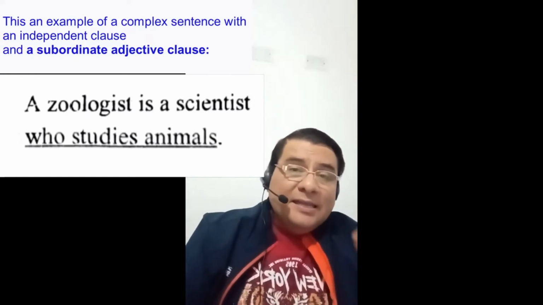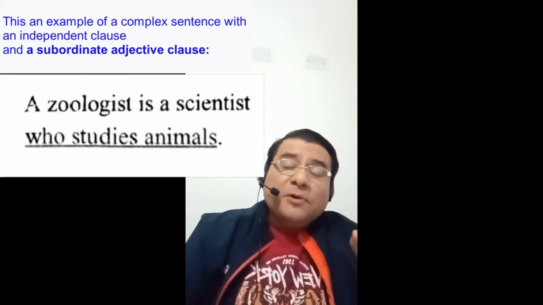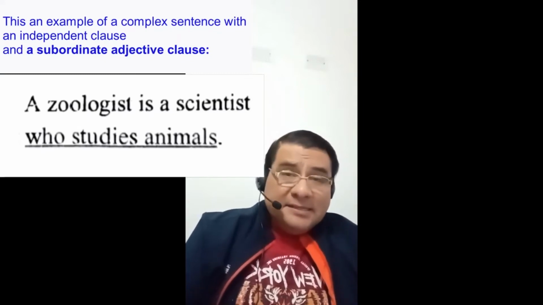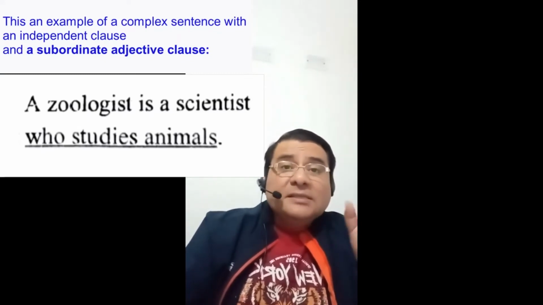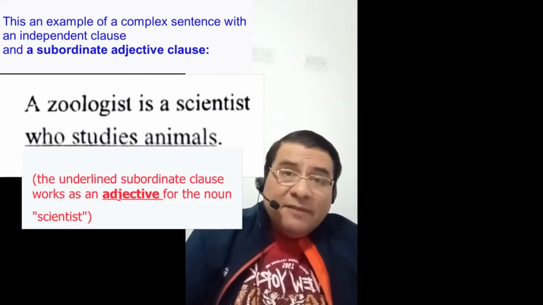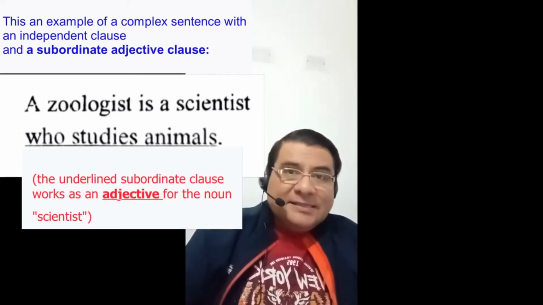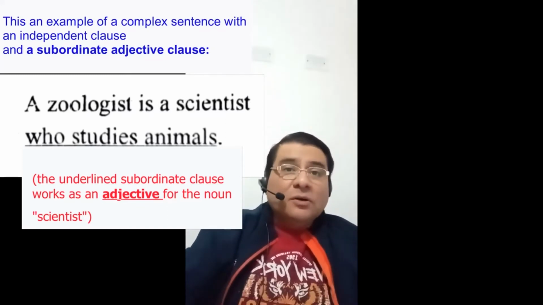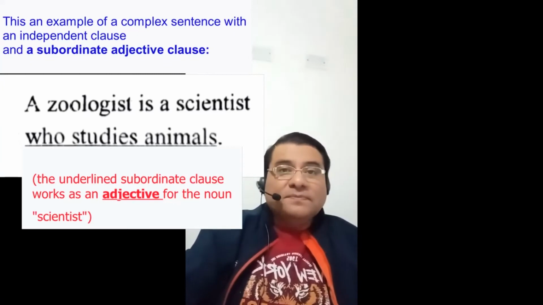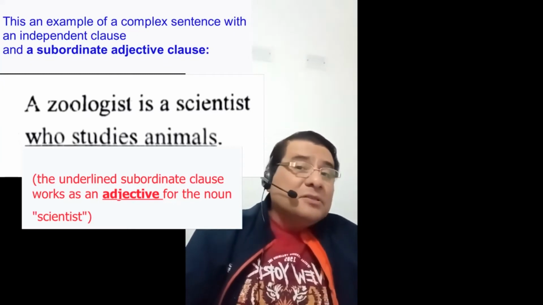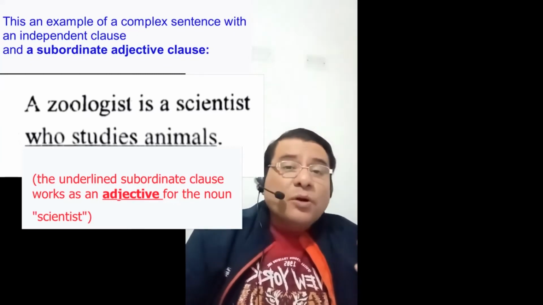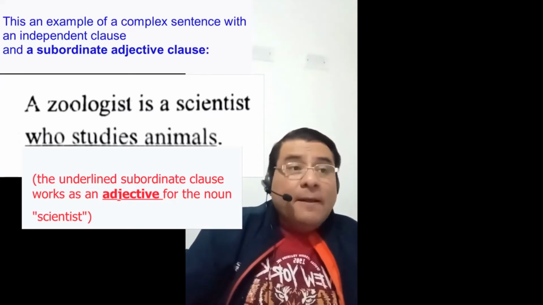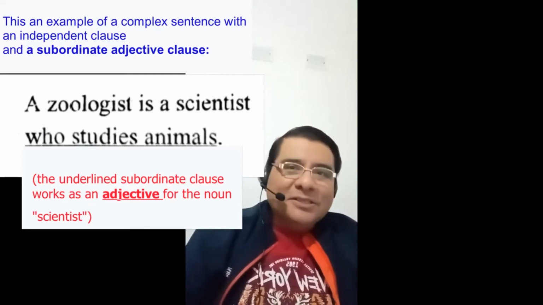We can identify in this group of words who is performing as the subject of the conjugated verb studies. And this group of words, this clause, is working as an adjective for scientist. So we say this is an adjective clause, or also called relative clause. This is another possibility for subordinate clauses. They can work as adjectives for some given nouns within the sentence, within the main clause.